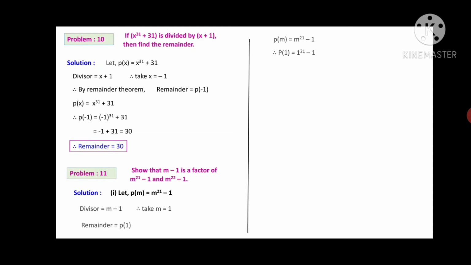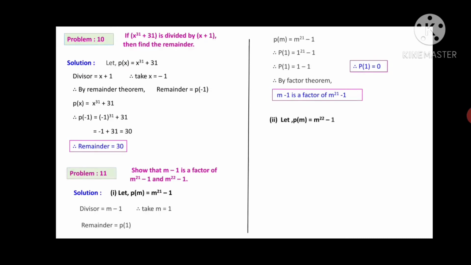Here 1 raised to 21, it is 1 only. Therefore, P of 1 is equal to 1 minus 1. Therefore, you will get the result P of 1 is equal to 0. Therefore, by factor theorem, we can write that m minus 1 is a factor of m raised to 21 minus 1. Now, second, let P of m is equal to m raised to 22 minus 1. Divisor is m minus 1. Therefore, we can write m minus 1 is equal to 0. Therefore, we have to take m is equal to 1. Here the remainder we have to consider is P of 1.